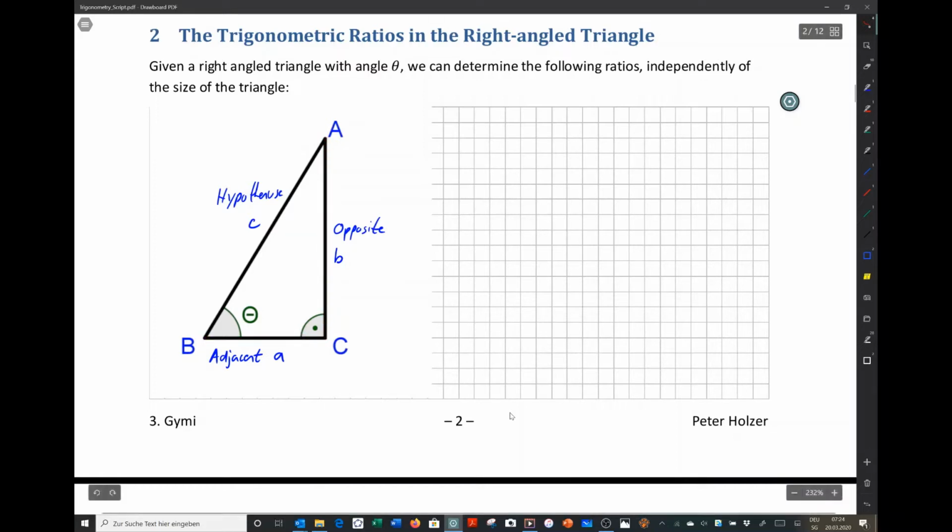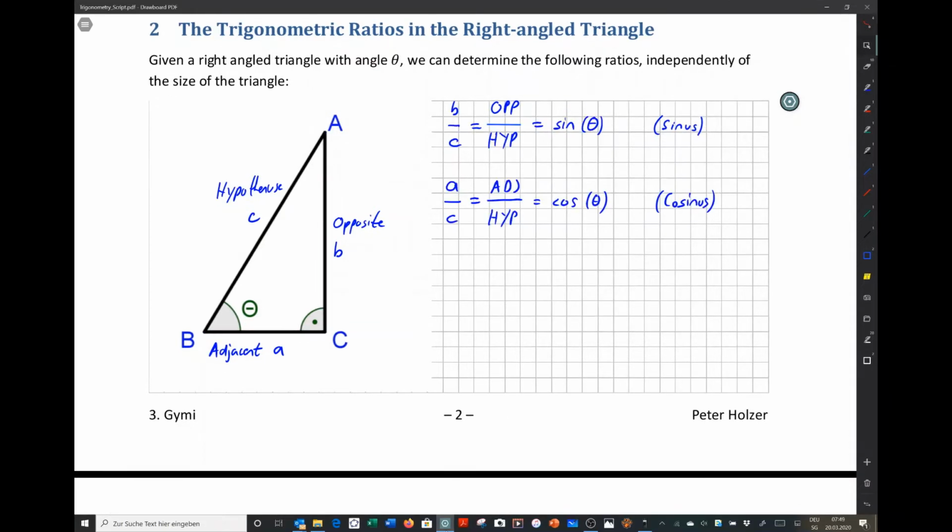We start with the ratio B divided by C, opposite divided by hypotenuse, which is defined as sine of theta, German Sinus. So when I have the angle theta, then sine of theta is the ratio opposite divided by hypotenuse, and because any right angle triangle with this angle theta given has the same ratio B divided by C due to similarity, for example at this triangle or at this triangle, this ratio is just a function of theta.